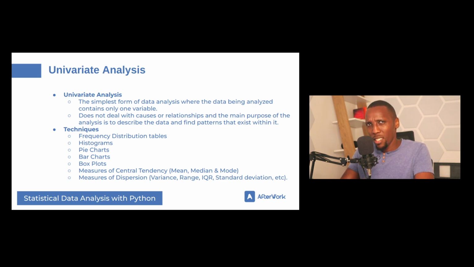The techniques that we would employ in order to perform univariate analysis would be creation of frequency distribution tables, histograms, pie charts, bar charts, box plots, using measures of central tendency like calculating the mean, median, mode, or even measures of dispersion, like understanding how spread out the data is. We might want to calculate variance, range, IQR, which is the interquartile range, or standard deviation.